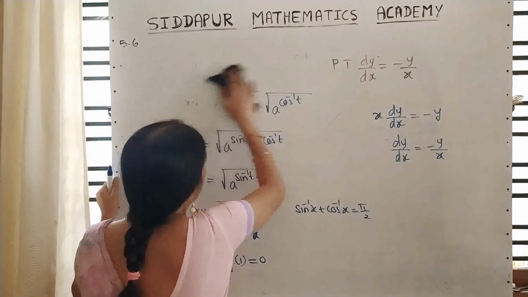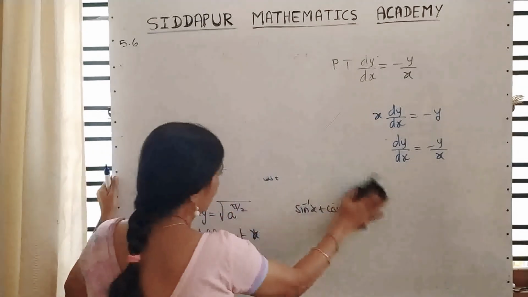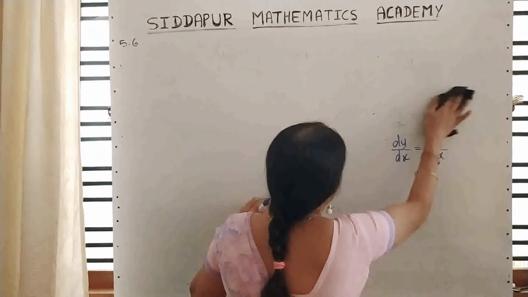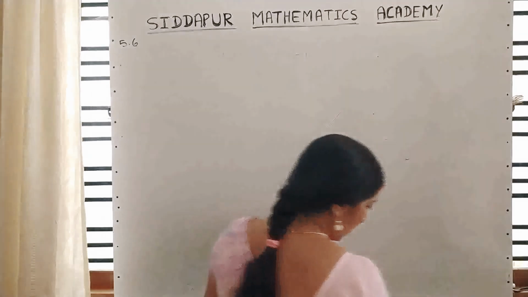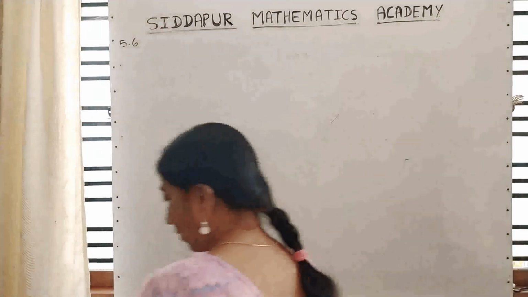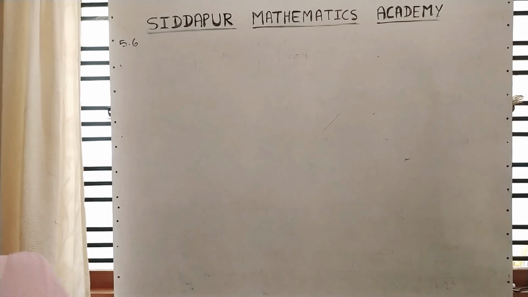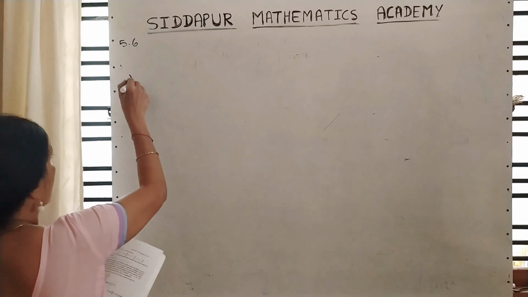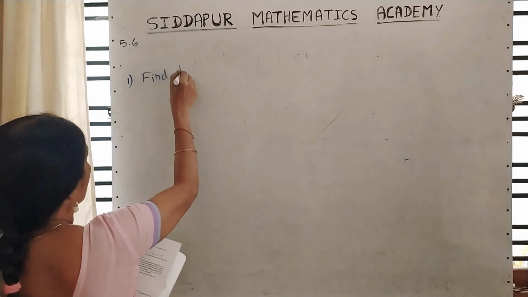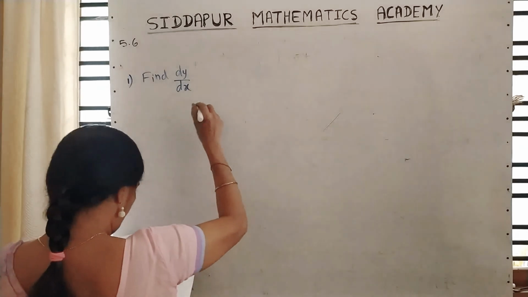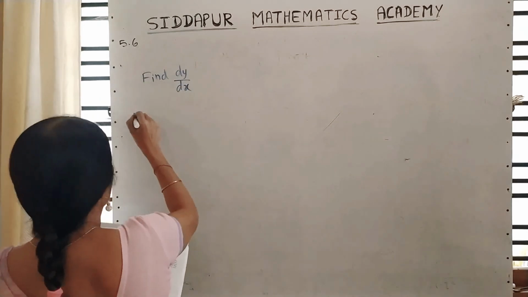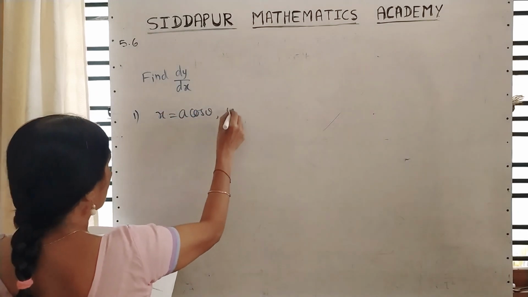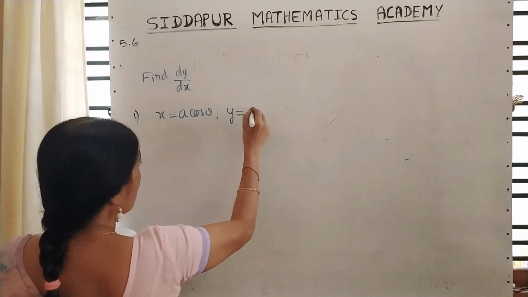Now I am giving you the worked examples as homework, and they are very simple. Because they are worked examples, I will not solve them in the next class. Please refer to the textbook. First one, find dy/dx. In that first one, x is equal to a cos theta, y is equal to a sin theta.